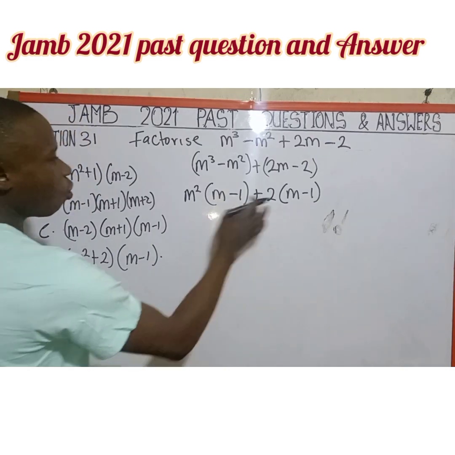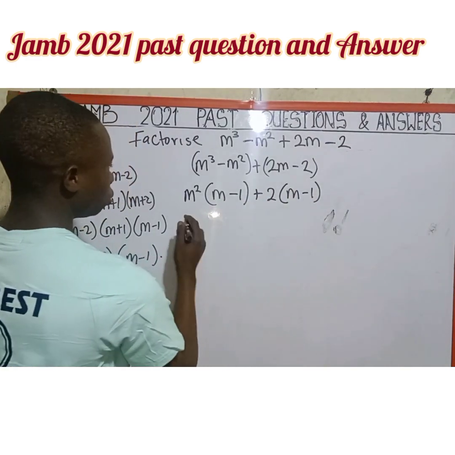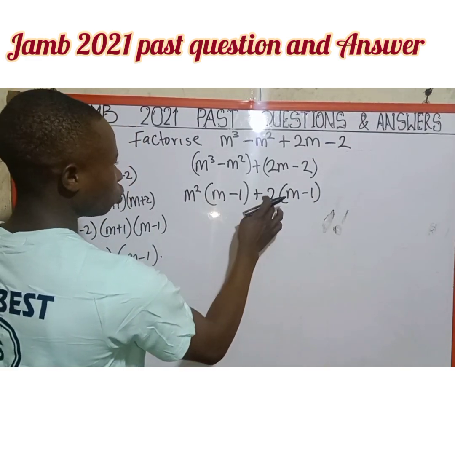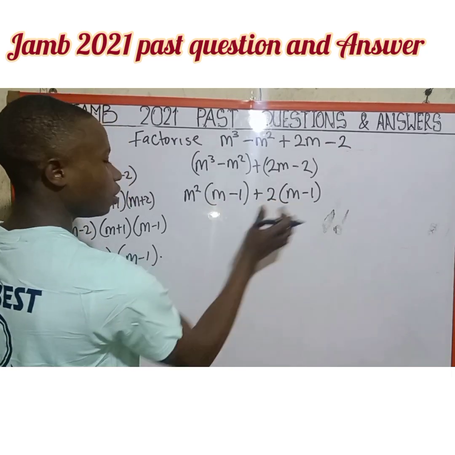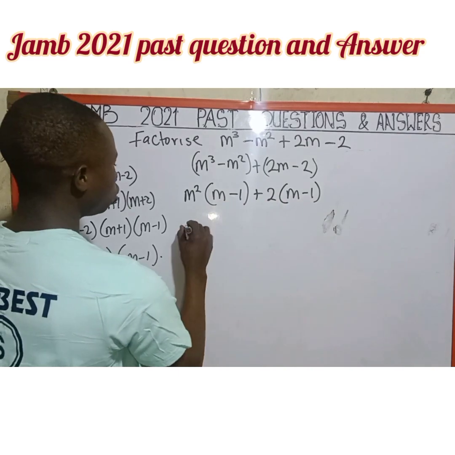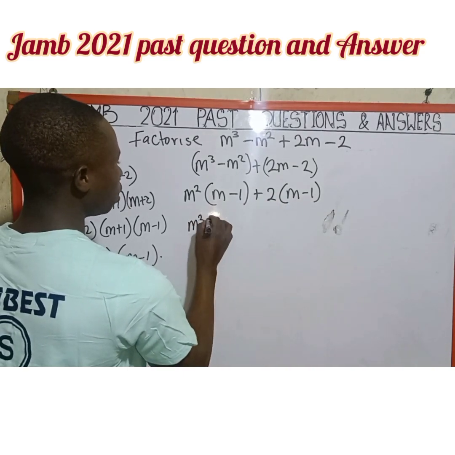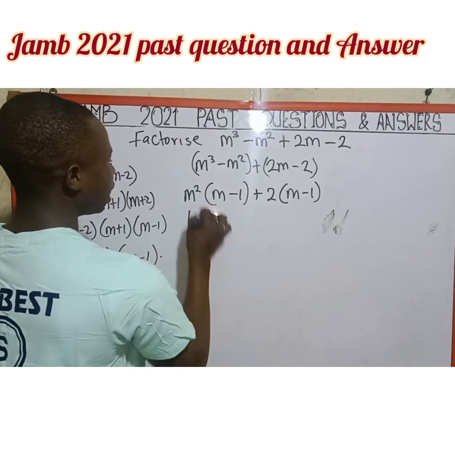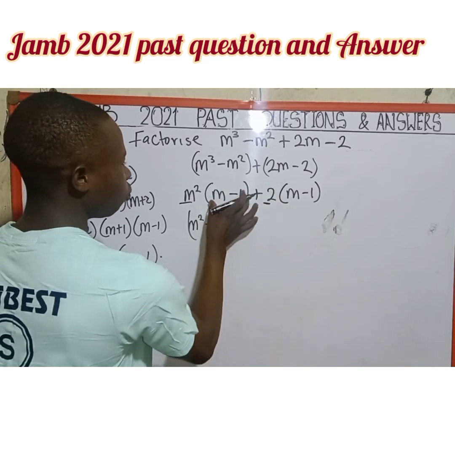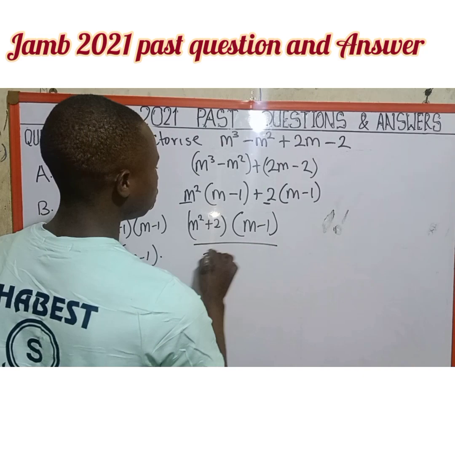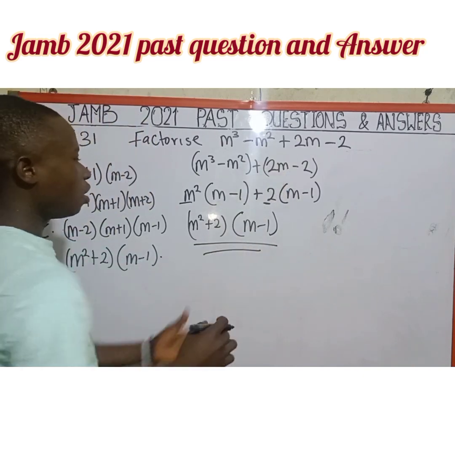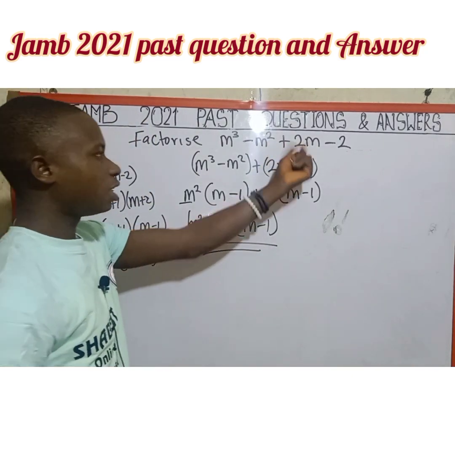So we are going to pick one of the brackets. First of all, this is m squared plus 2. Let us pick the one outside the bracket, then we pick one of the brackets. So we are going to have m squared plus 2, that is from here and here. Then we pick one of the brackets, which is m minus 1. So this is the factorization of this thing. If you expand this, you still get the same thing.